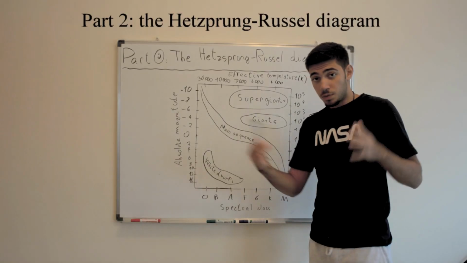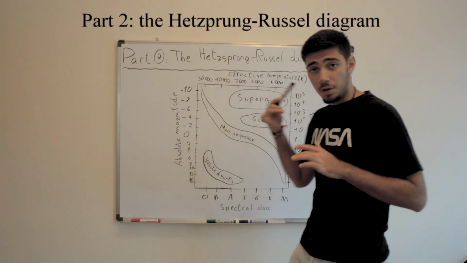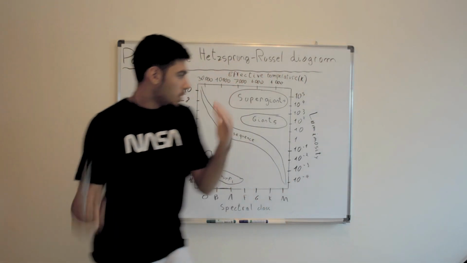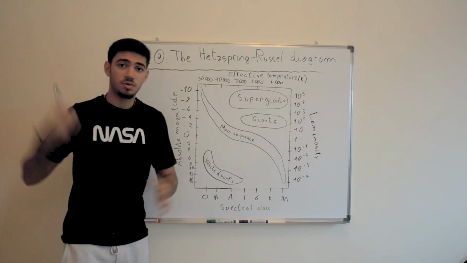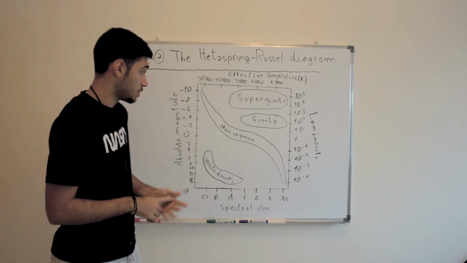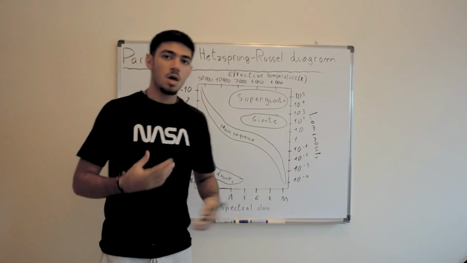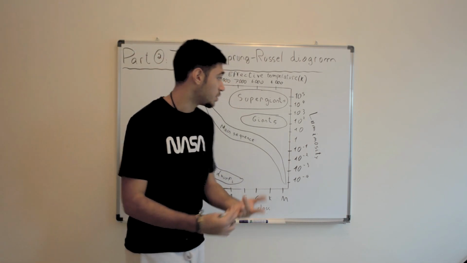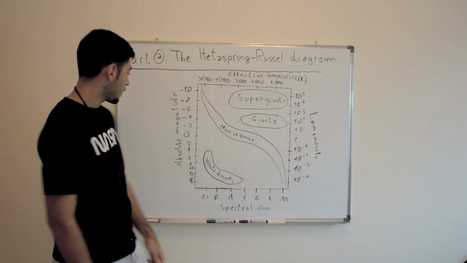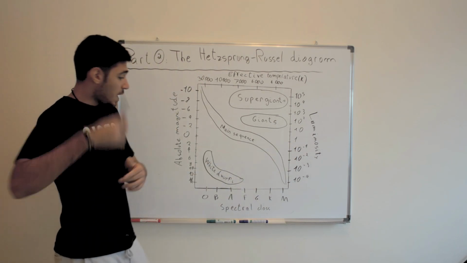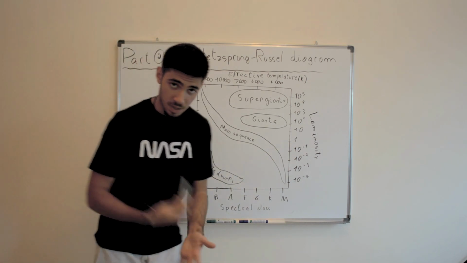I said this just to make you guys realize that most of a star's life is spent fusing hydrogen. So, part 2, the Hertzsprung-Russell diagram. The Hertzsprung-Russell diagram is a graphical tool used by astronomers to classify stars according to their effective temperature, otherwise known as their surface temperature, their luminosity, their absolute magnitude, and their spectral class.